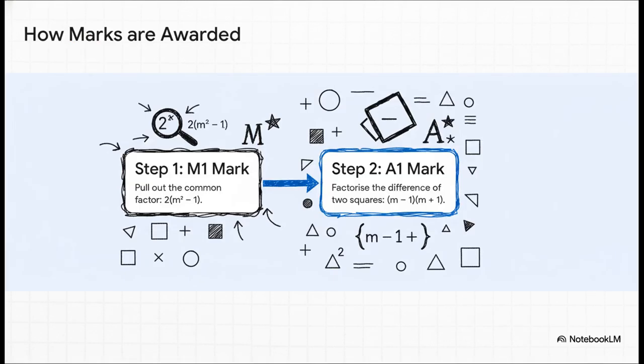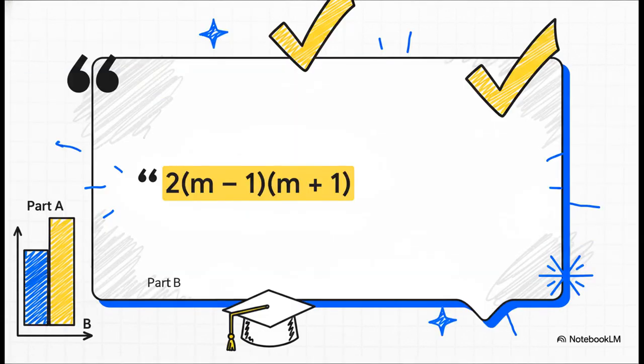So how do those 2 steps turn into marks? Well, it's simple. You get the first one, that's an M1 or a method mark, just for taking that first correct step. In this case, that means pulling out the common factor of 2. The second mark, an A1 or accuracy mark, is for finishing the job correctly. You get that for spotting the difference of 2 squares pattern and then factorizing it. And boom, there it is, the complete 2-mark answer. Because you showed both steps, you've fully factorized it, just like the question asked. That's a perfect score on this part.